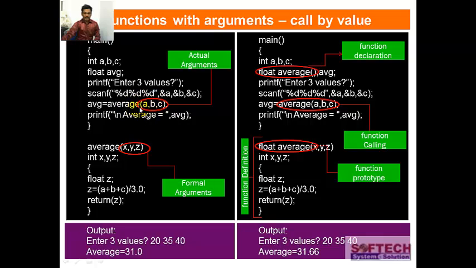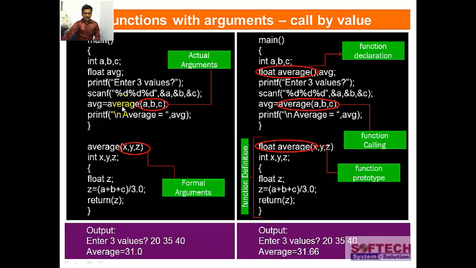After the function name, there is a parenthesis, and within the parenthesis there are some variables. These are arguments; this is a function call with arguments, with the values A, B, C. For example, if it asks to enter three values, we enter 20, 35, 40. The values 20, 35, 40 are assigned to A, B, C respectively. So A is 20, B is 35, C is 40.